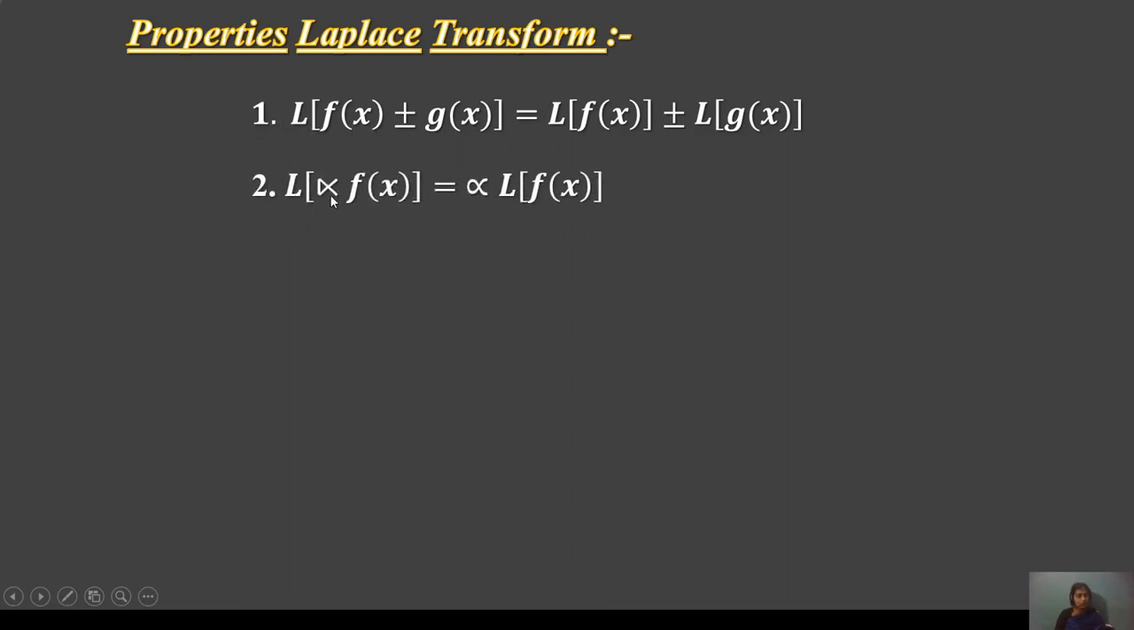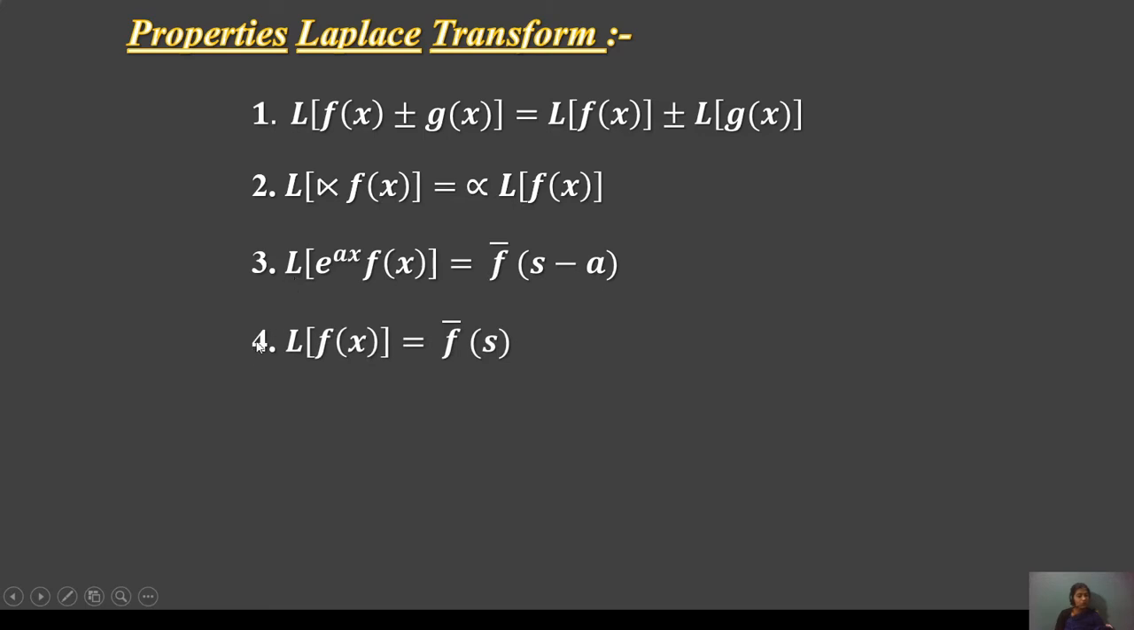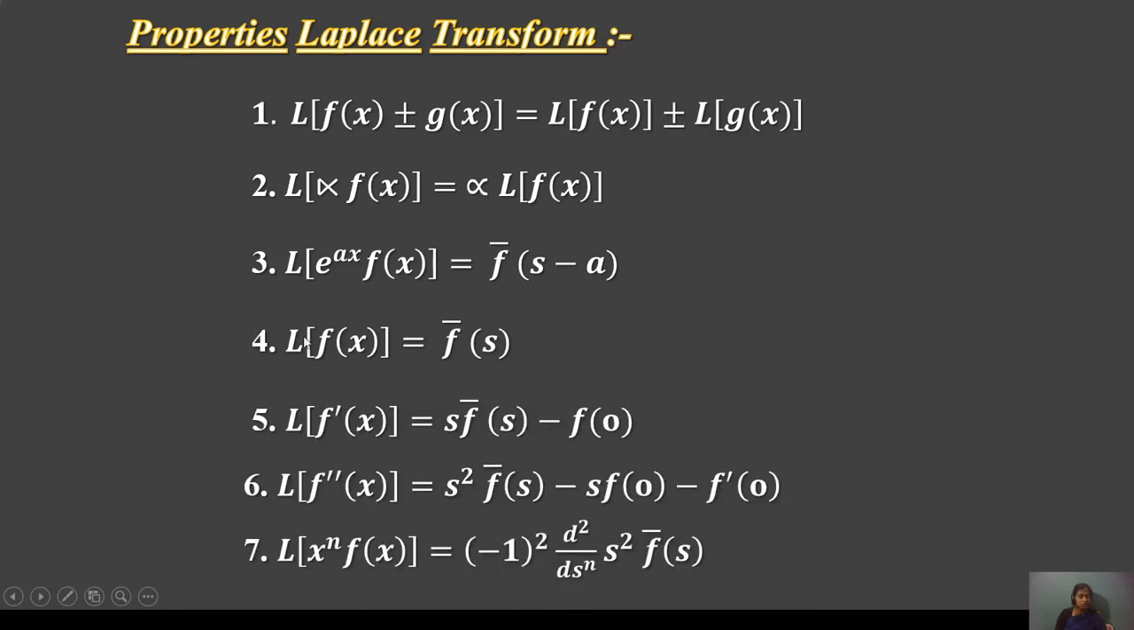The second property is the Laplace of alpha f of x, where alpha is a constant that comes out as alpha times the Laplace of f of x. The third property is the Laplace of e to the power ax f of x, which equals F of s minus a. The fourth property is the Laplace of f dash x, generating to the form.